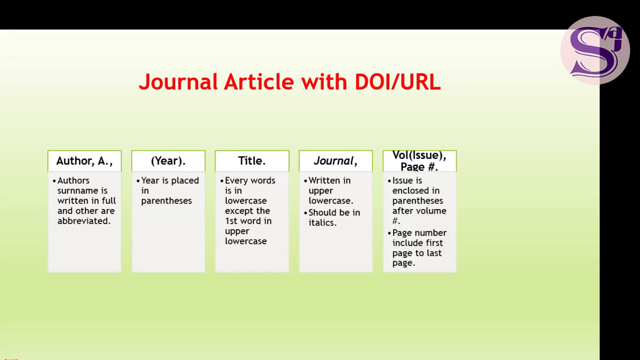Then the volume, followed by the issue number enclosed in parentheses, then separated by a comma, then the page number. The page number includes the first page to the last page. Then lastly, the DOI, digital object identifier, or the URL. Now let's see an example.